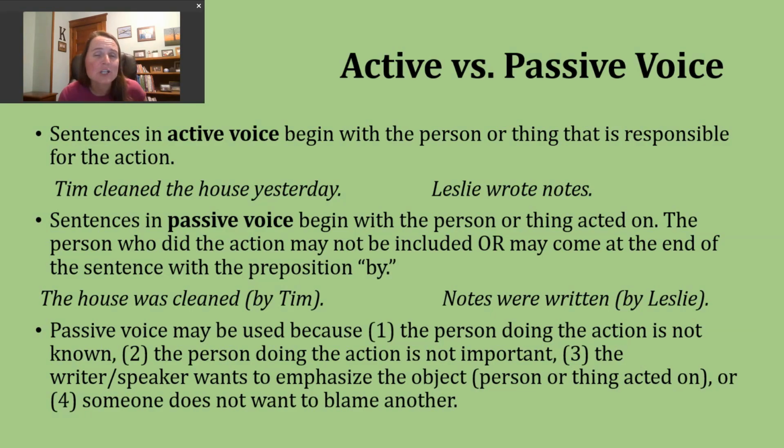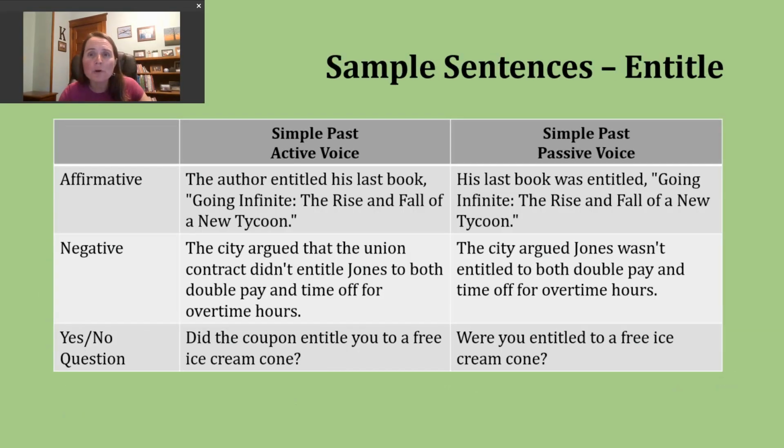A fourth situation, which brings some people to using passive voice, is when they do not want to blame another person, right? So they might say, mistakes were made, instead of saying, Tim made a mistake or Leslie made a mistake. So now, with this in mind, we're going to do a little practice in the simple past tense today. We're going to focus on our verb entitle, and we're going to compare the active voice to the passive voice.